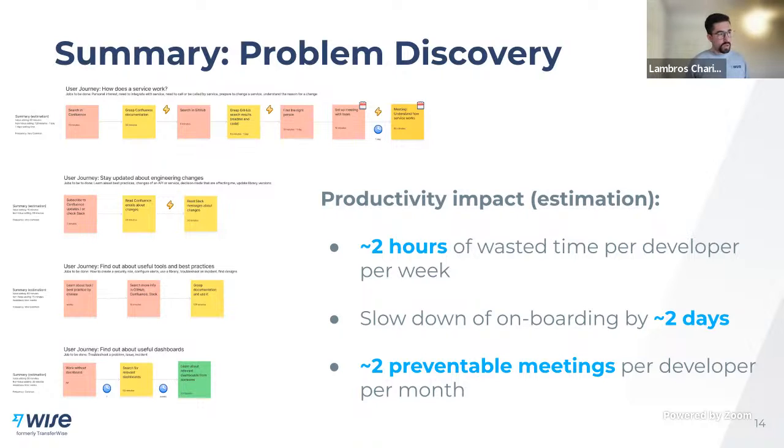on. So if you look at all those journeys and value stream maps, and try to quantify the impact of this on our developers' productivity, we think that it's about 2 hours of wasted time per developer per week as a minimum, probably more than that. It slows down onboarding by maybe around 2 days or so, right? And probably around 2 meetings would be prevented if we would solve this. So this tells us definitely this is probably worth solving as a problem. It is big enough.